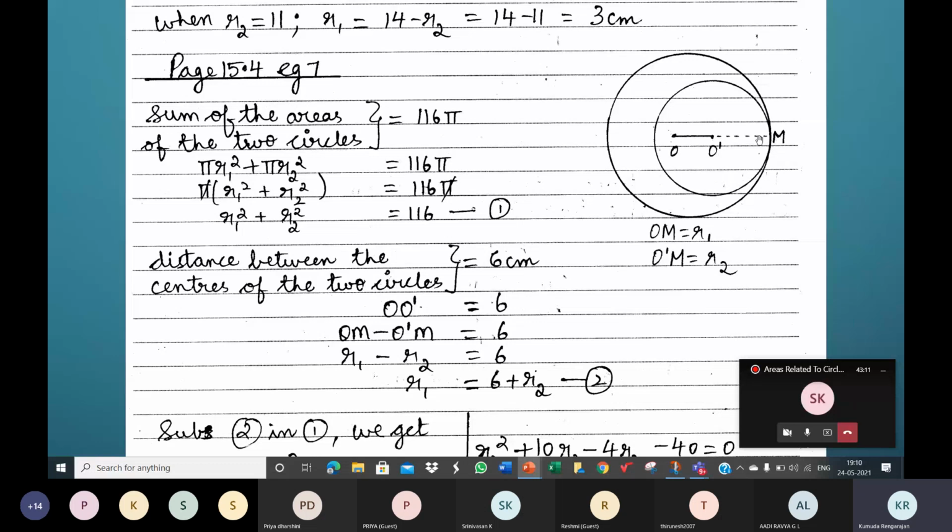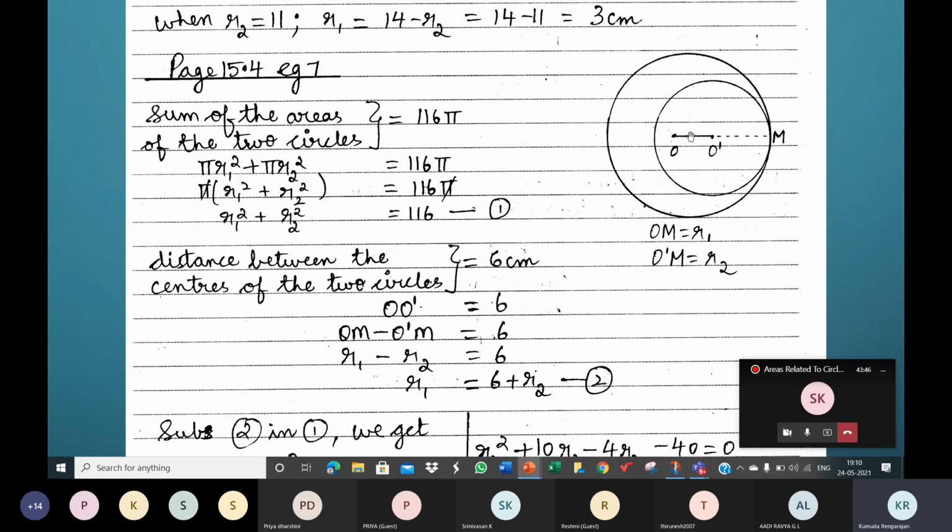The two circles that touch each other internally, they touch at M. Now the sum of the radius is given. So like this, if R1 and R2 are the radii, pi R1 square plus pi R2 square is equal to 116 pi. Then the distance between their centers is OO dash, which is given to be 6 centimeters.